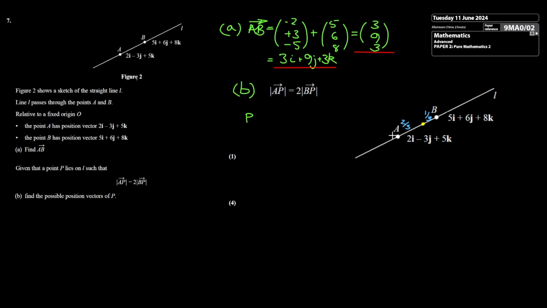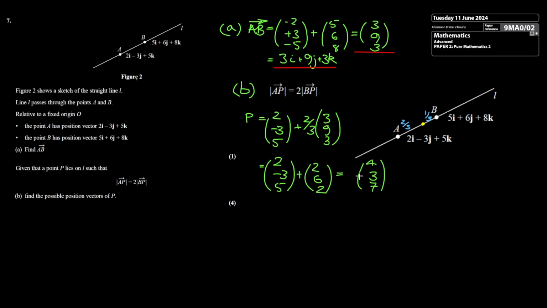So P will be given by the position vector of A, which is 2, -3, 5, plus 2/3 of the journey we've done A to B, which is 3, 9, and 3. So we get 2, 6, 2. And if you work that out, the column vector turns into 4, 3, 7. So that's now the position vector of P.